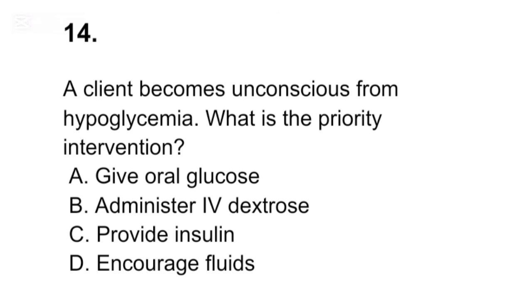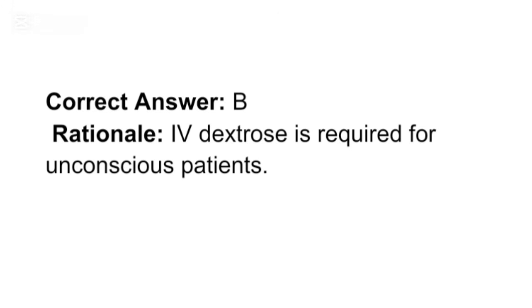14. A client becomes unconscious from hypoglycemia. What is the priority intervention? A. Give oral glucose. B. Administer IV dextrose. C. Provide insulin. D. Encourage fluids. Correct answer, B. Rationale: IV dextrose is required for unconscious patients.